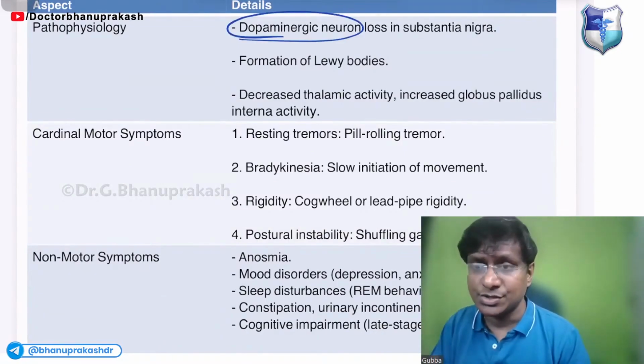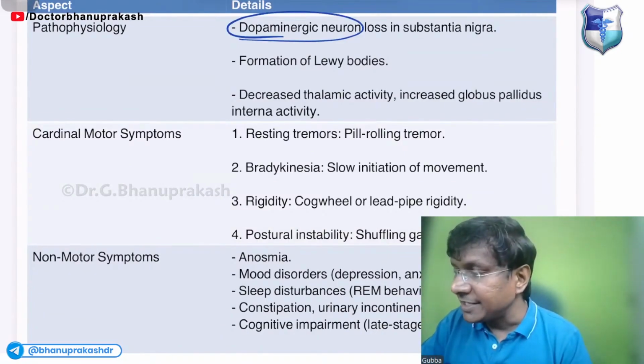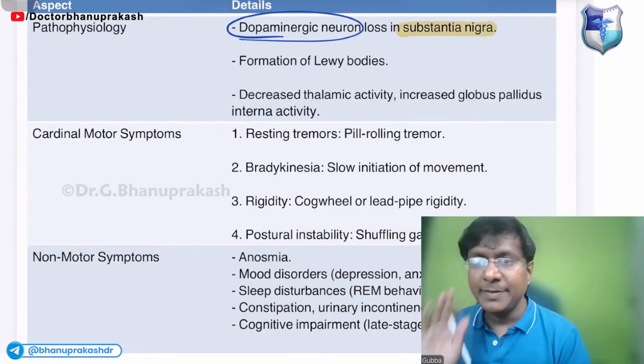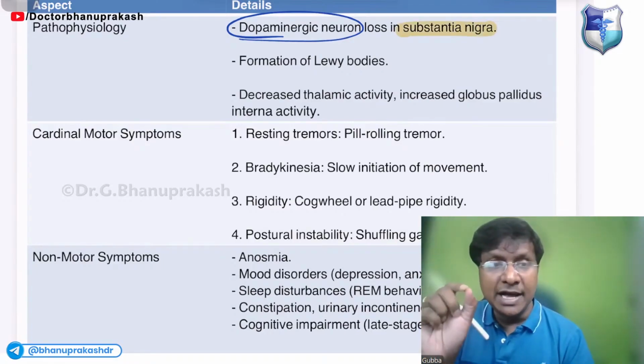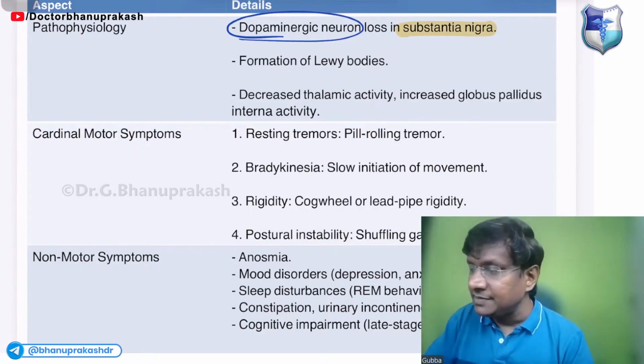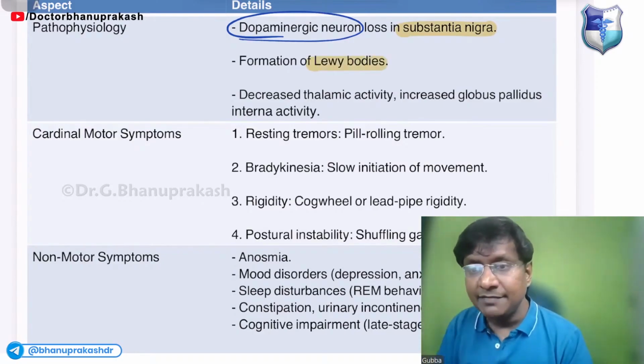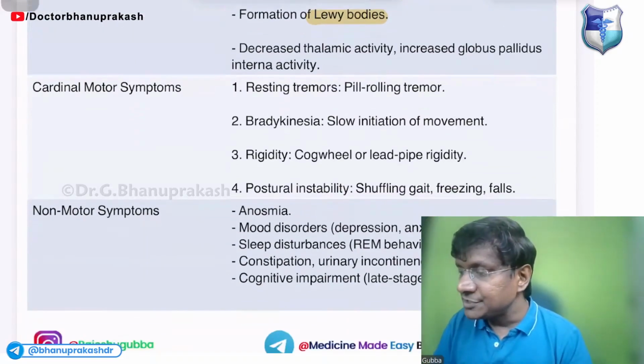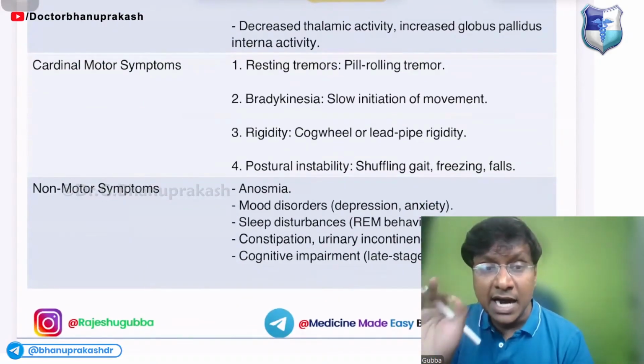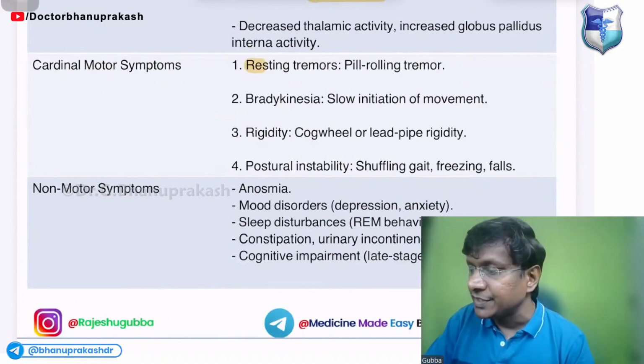Dopaminergic neuronal loss, where in the substantia nigra dopamine levels will be reduced, and you have the formation of inclusion bodies. These inclusion bodies will be Lewy bodies, whereas in Alzheimer's you have the Hirano bodies. These patients will have the cardinal manifestation as resting tremors.